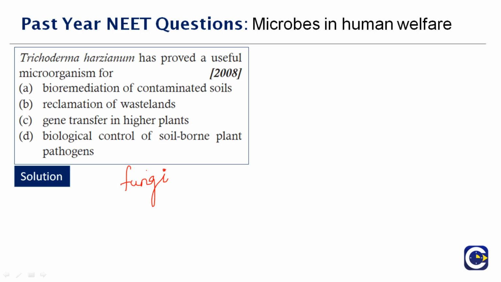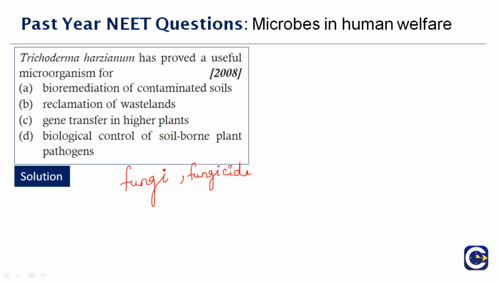Now when we go particularly for harzianum, this fungus is also used as a fungicide. What is it used as? A fungicide. It is used as a foliar application, seed treatment and soil treatment for the suppression of various diseases caused by fungal pathogens. Okay, fine. Now we are asking how it has proved to be a useful microorganism.